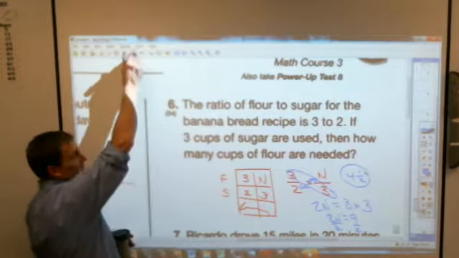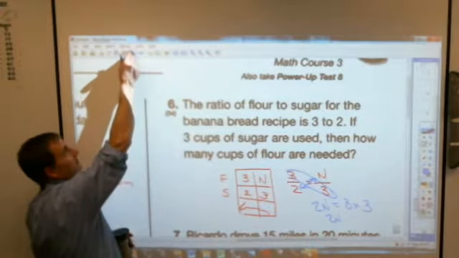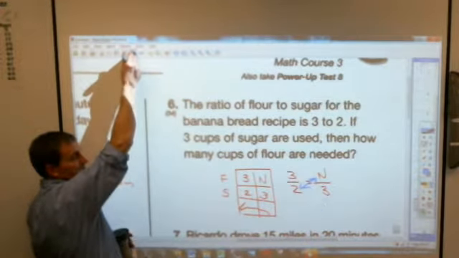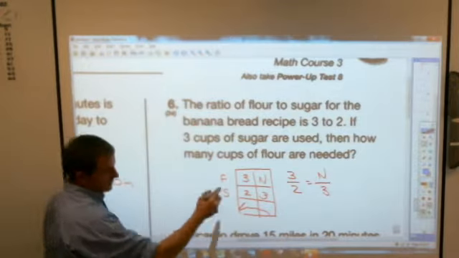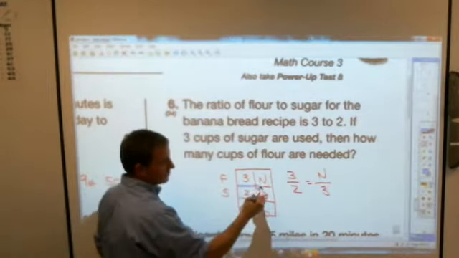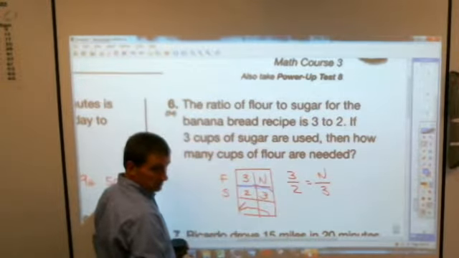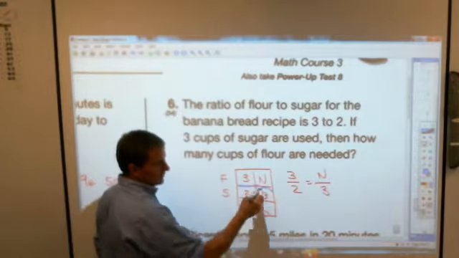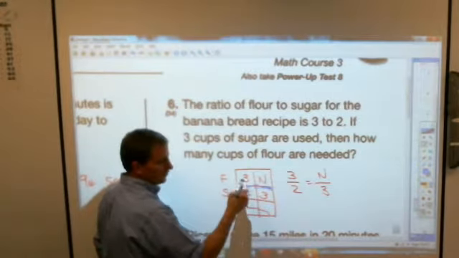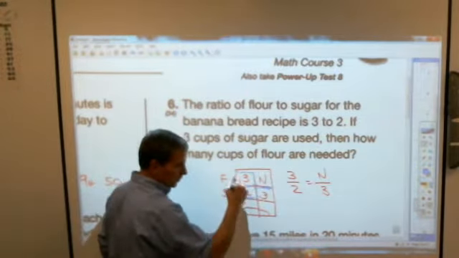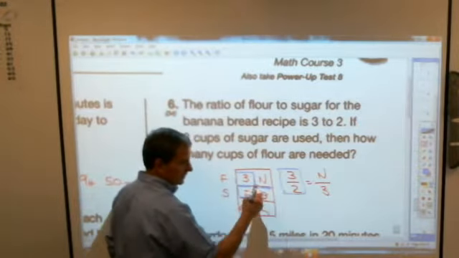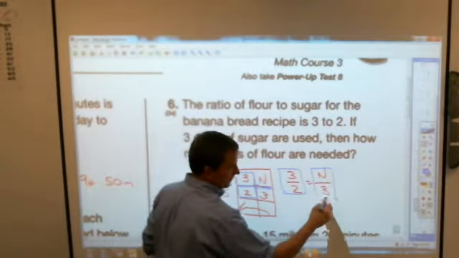Slower. What part? Tell me when it got out of control for you. Did you get to that point? Because this is 3 over 2, and that equals n over 3. Did you get that? Yes. Right. So to do this, it makes equal fractions, so that's what I wrote here. 3 over 2 equals n over 3.